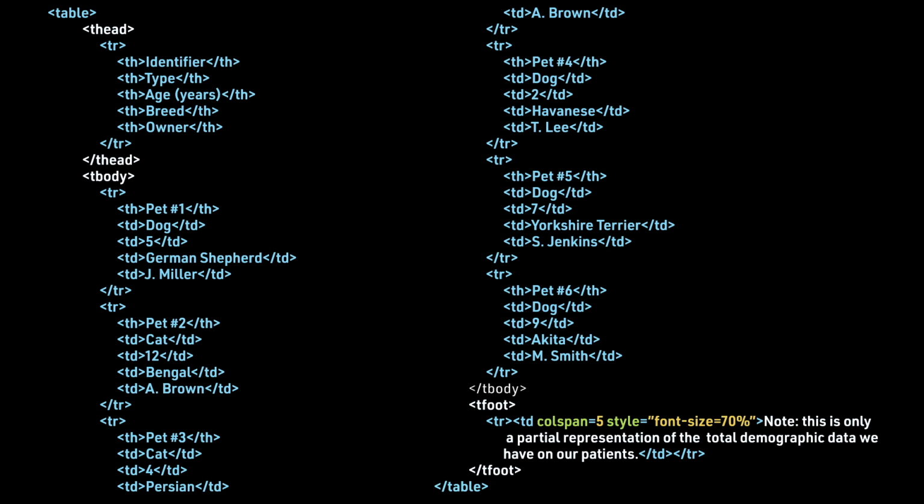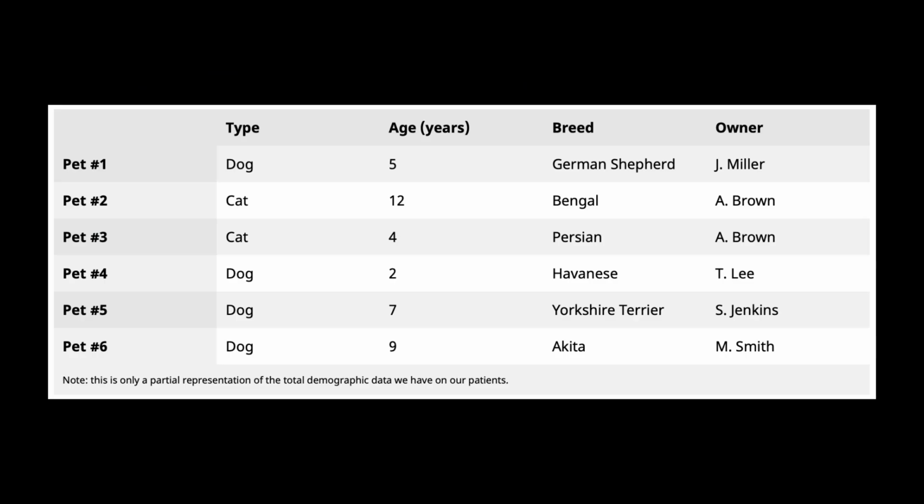And our foot element, our tfoot, contains a row that has a table data element which uses a colspan attribute of 5. That means that this table data element will span all 5 columns, and it contains ancillary information that indicates that this is only a partial representation of all the demographic data that are included about the patients at this veterinary practice. This code would display like this. To someone using a screen reader, the thead, tbody, and tfoot elements help with accessibility by identifying the header row, the main content, and the footer of the table.